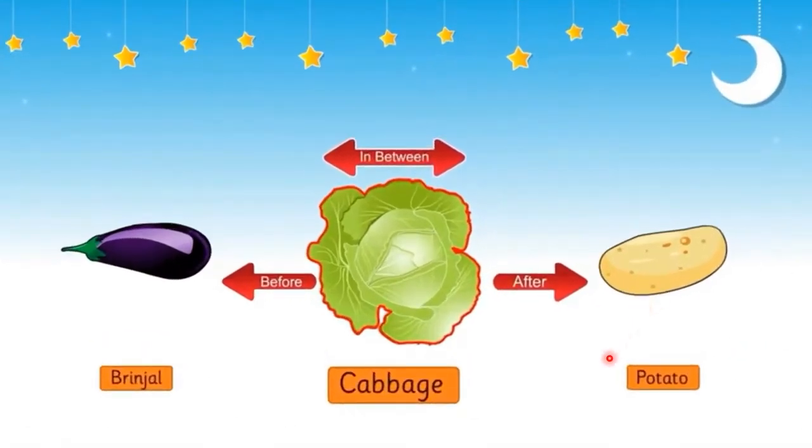In this picture, look here, children. In this picture they have given before, after and between. Here is a brinjal, here is a cabbage and here is a potato. Before cabbage, what vegetable is there? Yes, brinjal is here. And after cabbage, what vegetable is here? Yes, potato.